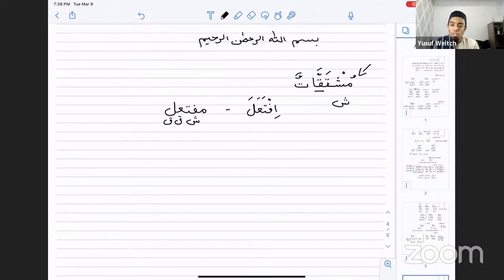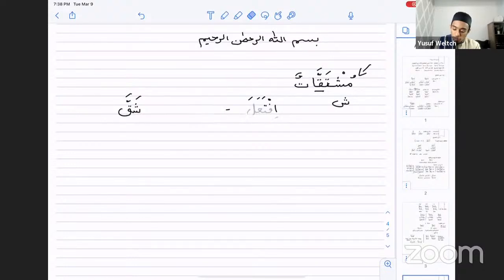So it was actually mushtaqaqun, or mushtaqaqatun if you make it feminine. And then the two qafs were brought together. Right, so I say that to say that the word shaqqa means to break something off of something else, or break something apart. So the mushtaqat are nouns that were broken off of the original word.